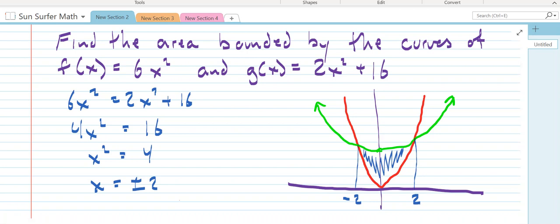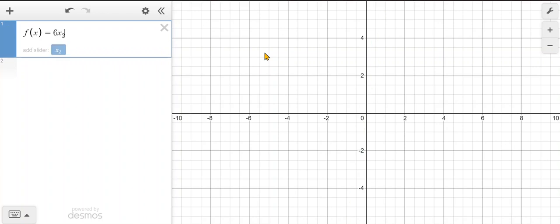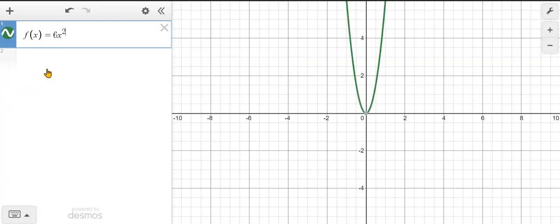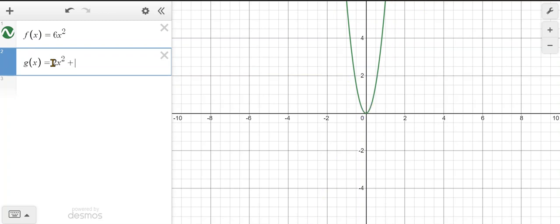Now, Desmos can be used to verify this very easily. Let's put in these two functions. We have f of x is equal to 6x squared. Whoops. And then g of x, our second function, is equal to 2x squared plus 16. So there are our two functions.